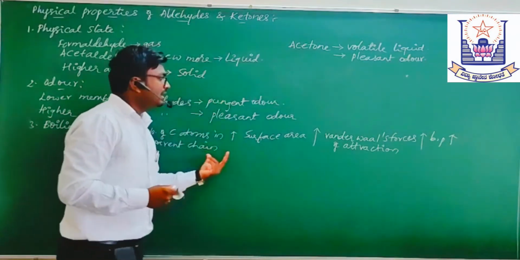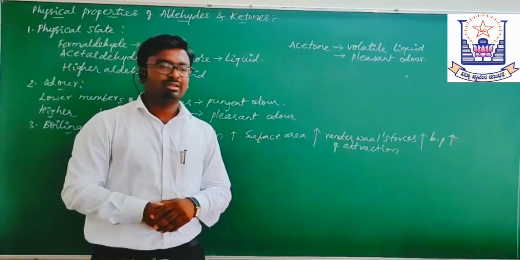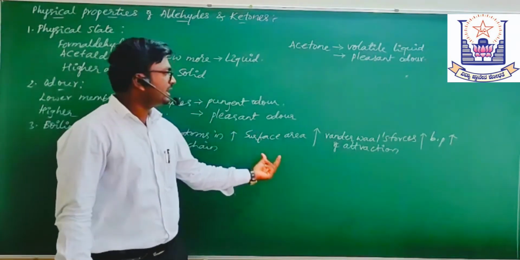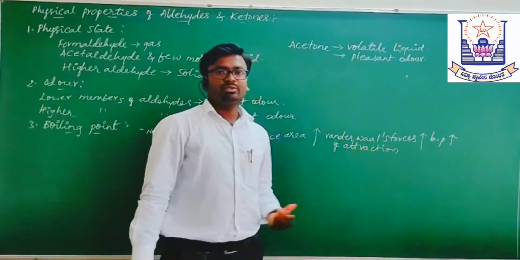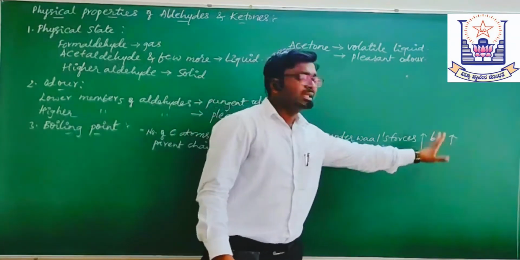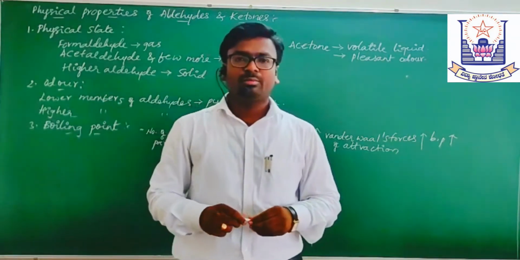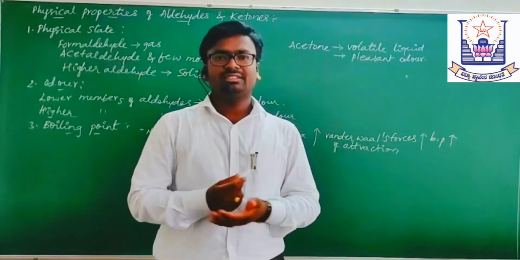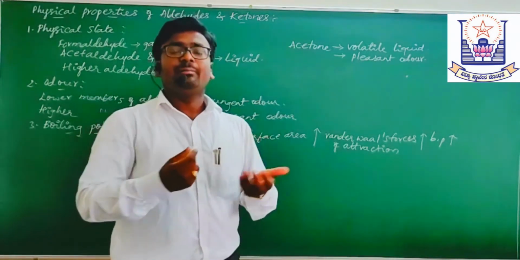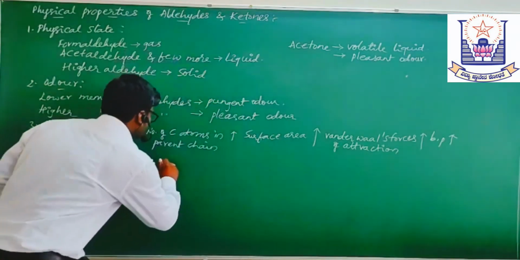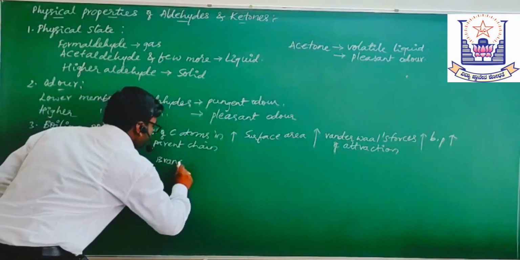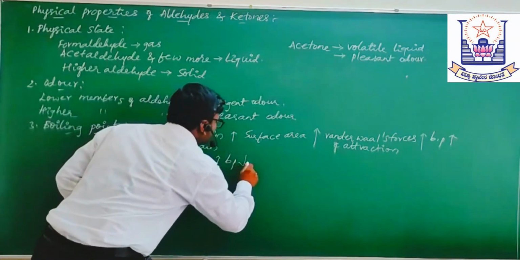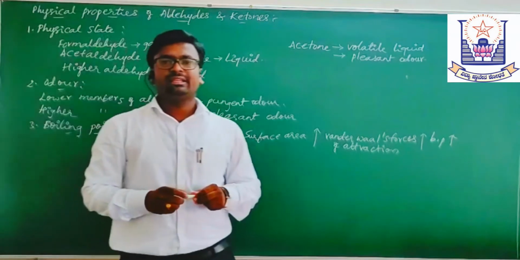These are directly proportional to each other. As the number of carbon atoms in the parent chain increases, its surface area increases, and van der Waals forces of attraction increase. Due to that, the boiling point of the compound increases. It is the same in the case of aldehydes as well as ketones. If branching increases, the boiling point decreases.